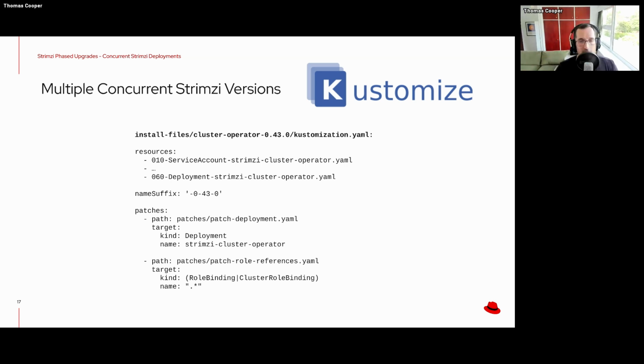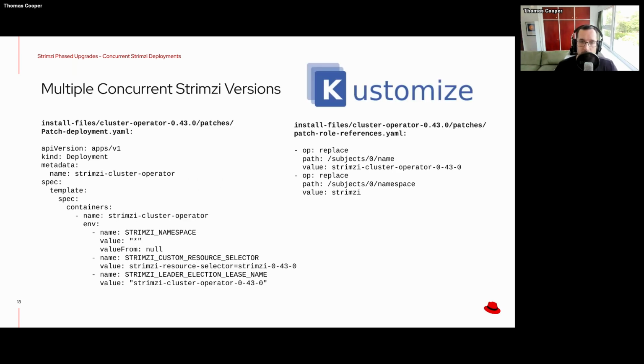And then there's just a couple of changes you need to make to the RBAC and the deployment that aren't quite covered by the name suffix. So these patches are just saying, take this and layer it over the top of the upstream deployment.